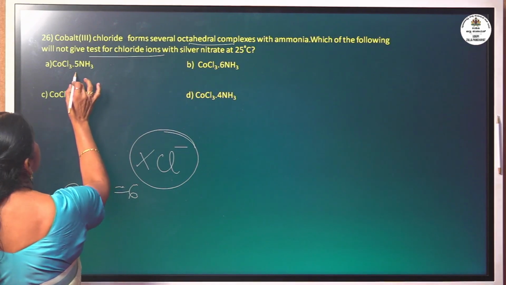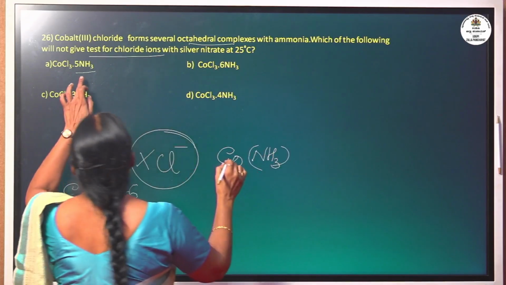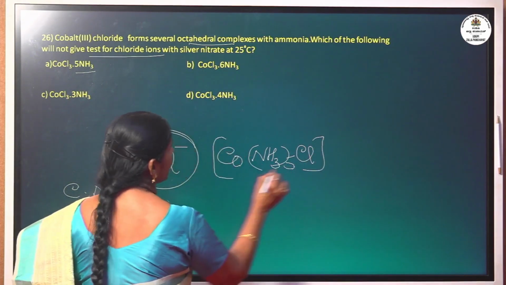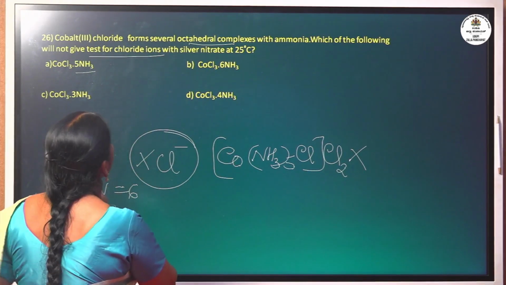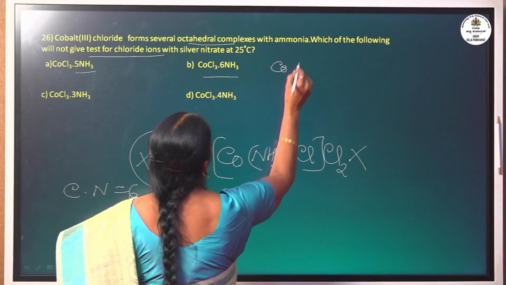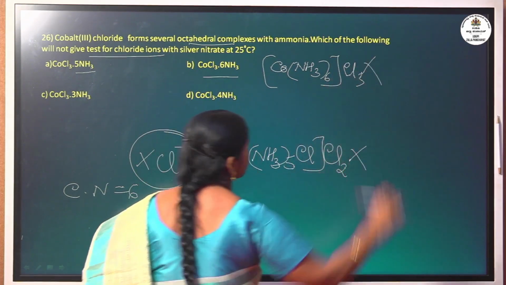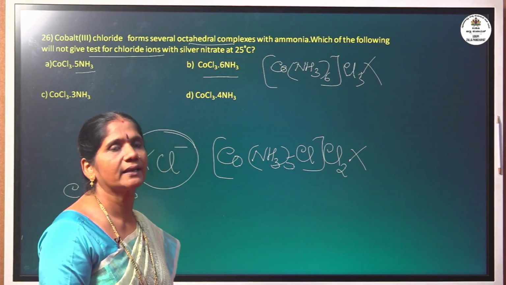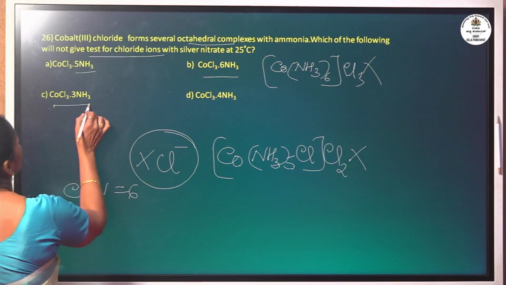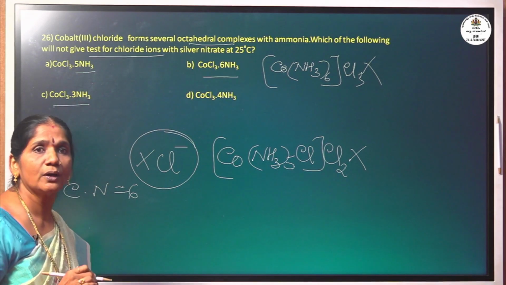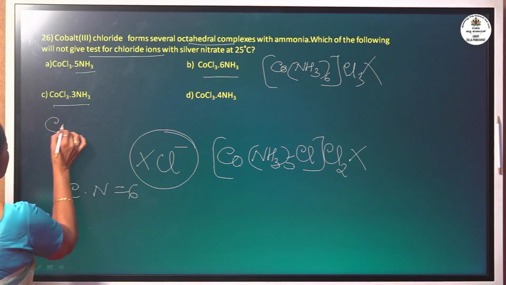Now if you write 6 ligands using 5 ammonia, it will be Co(NH3)5 and 1 Cl inside, and 2 chlorides will be outside, and this certainly will give a precipitate with silver nitrate. So this can't be the answer. In the next case all the 6 ammonia molecules act as ligands and therefore 3 chlorides will be outside. Once again you will get silver chloride precipitate because of free chloride ions. And coming to this one, you have 3 ammonia and 3 chloride ions, so 3 plus 3, 6 ligands.